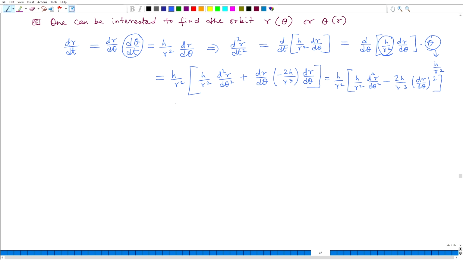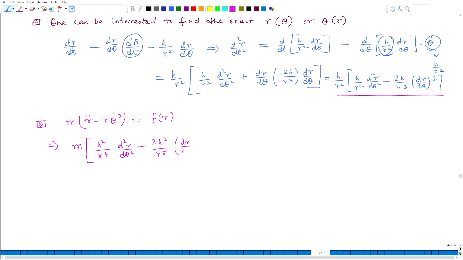And so, finally, you can then write, recalling m r double dot minus r theta dot square is equal to f r, we can actually write m r double dot is the whole thing, so h square by r to the 4 d2r d theta 2 minus 2h square by r to the 5 dr d theta whole square, okay, then minus r theta dot square, which is nothing but h square by r to the 4. So, I have this equal to f of r.